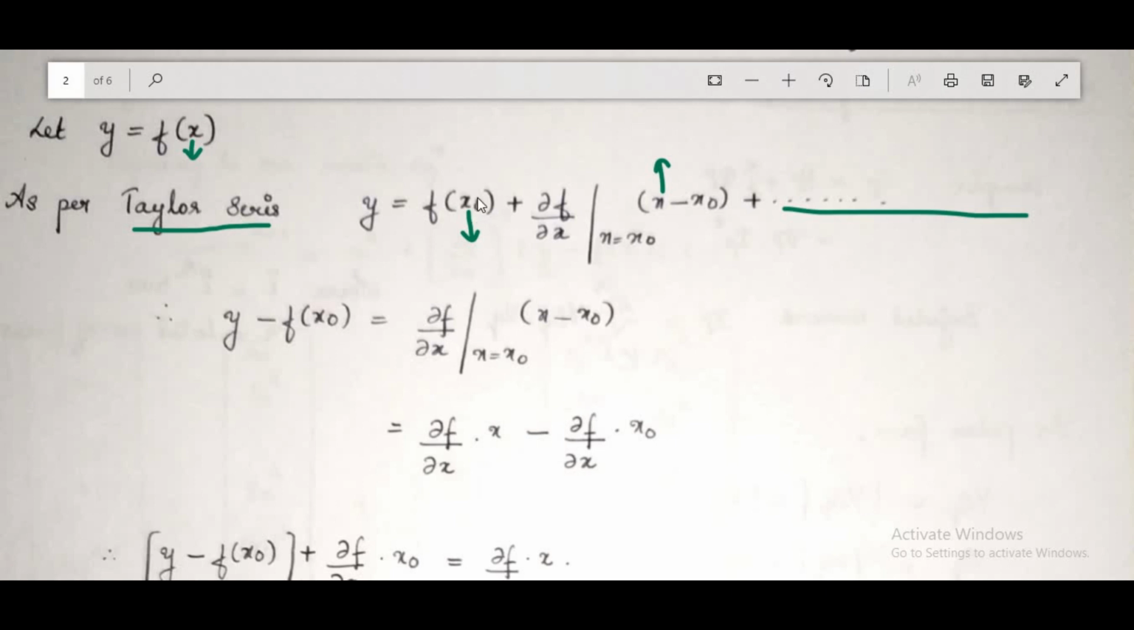Okay, so by rearranging this equation, you can write it as y minus f of x0 is equal to dou f by dou x at x is equal to x0 into x minus x0. For the time being, you just neglect what this at x is equal to x0 is because we will be using this later. It has nothing to do with differentiation. So how will we be differentiating is dou f by dou x of x minus x0. You can write it as dou f by dou x into x minus dou f by dou x into x0.